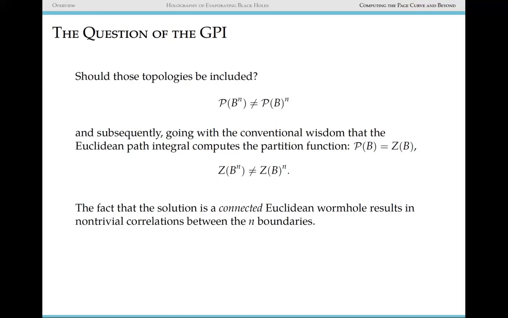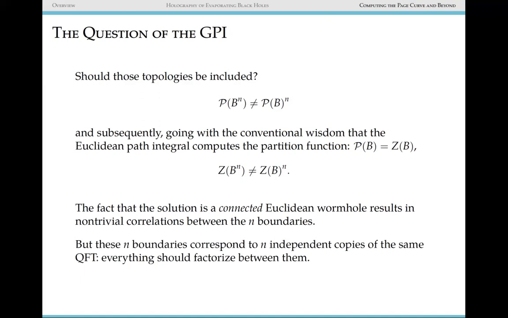Now, why am I harping on this? The important thing here is that having these connected Euclidean wormholes gives us non-trivial correlations between these n boundaries. And that's a problem, because these n boundaries are n independent copies of the system. They should not be correlated with one another. These correspond to n independent copies of the dual quantum field theory, and including these connected topologies gives us correlations, even though everything should factorize between them. The algebra of operators, everything, should factorize between these quantum field theories.